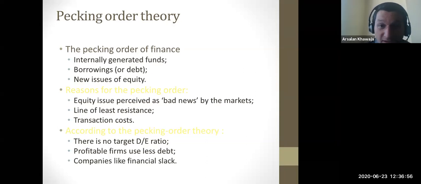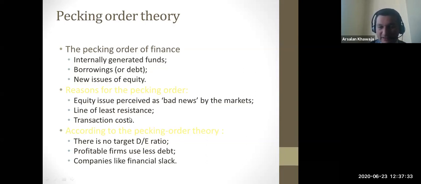If these are insufficient, then you go for taking debt from the market. If debt is also insufficient, then you go about taking new equity. Now, what the pecking order theory states is that selling shares in the market is perceived as bad news. It actually means that you are short of funds because internally generated funds are short and your borrowing capacity is also limited.